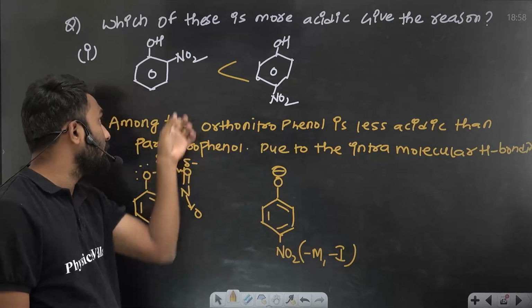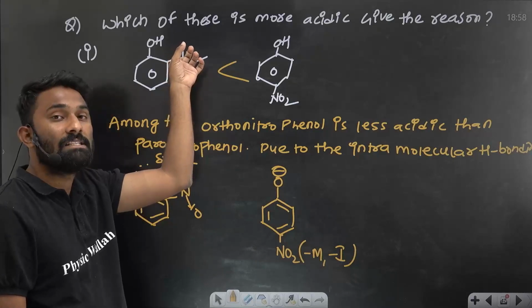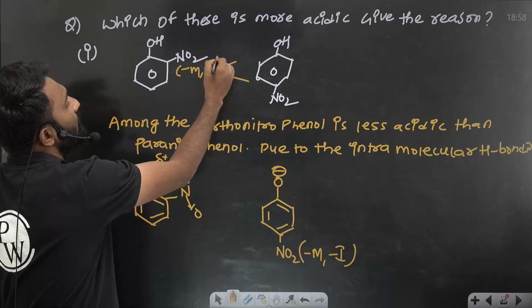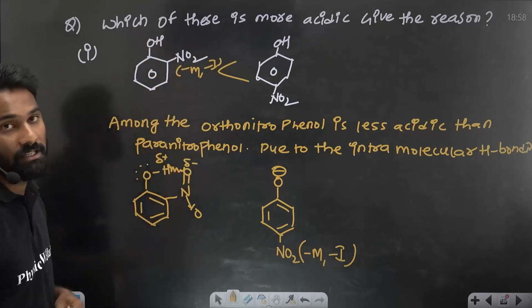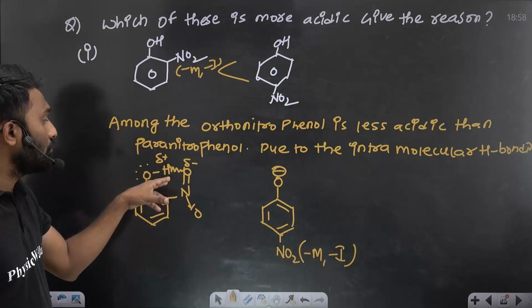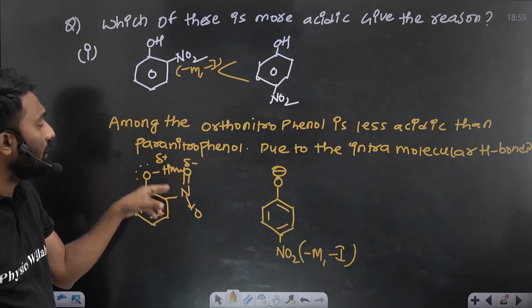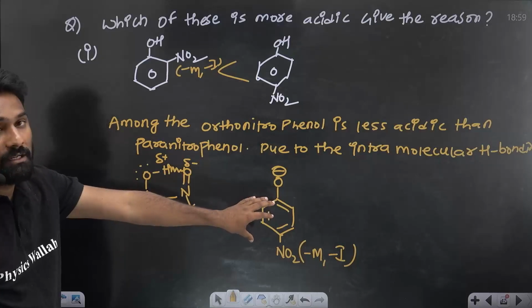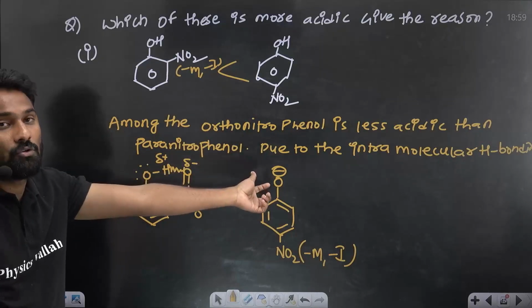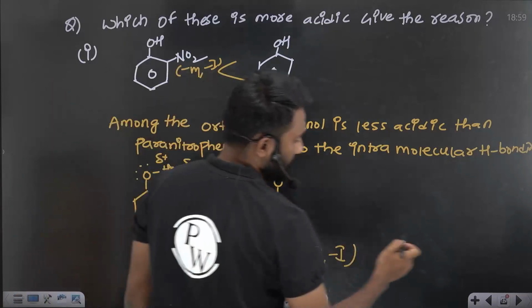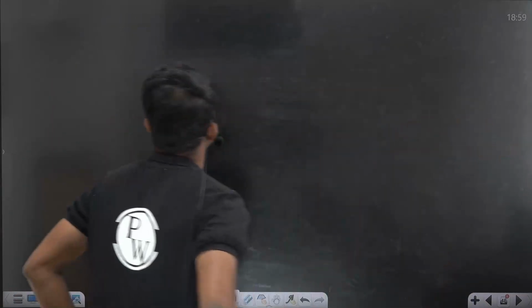But here you may think that this one is also minus M and minus I, and it is nearer, so it is more acidic. Don't think like that, because of the presence of this intramolecular hydrogen bonding, this is more acidic. This hydrogen will not be given to the solution very quickly. Okay, clear? Next, one more question of the same kind.